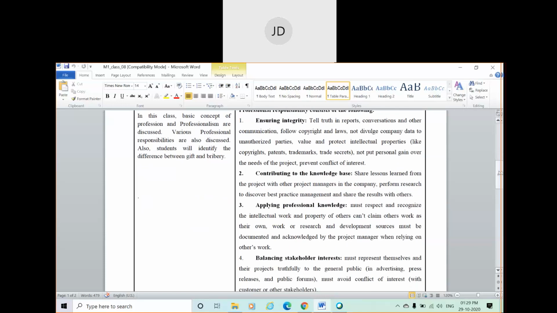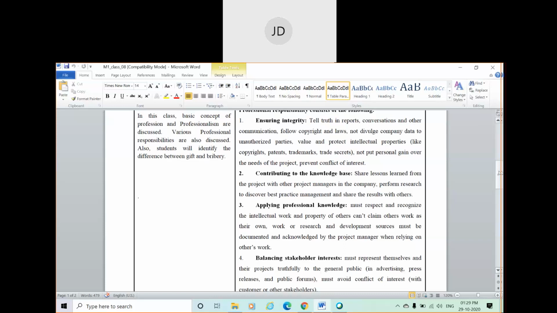Next, number 3, applying professional knowledge. It is also very important to apply professional knowledge. As a professional, you must respect and recognize the intellectual property or intellectual work of others, and cannot claim others' work as their own. Work or research and development sources must be documented and acknowledged by the project manager when relying on others' work.